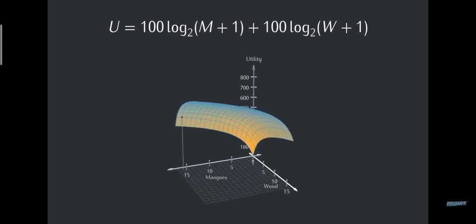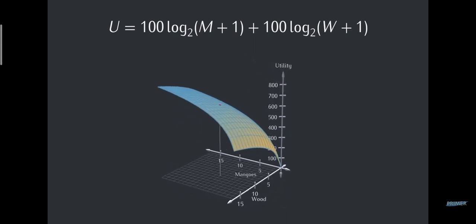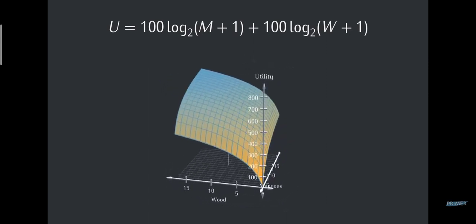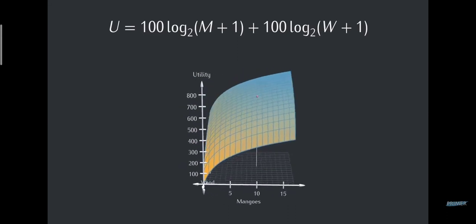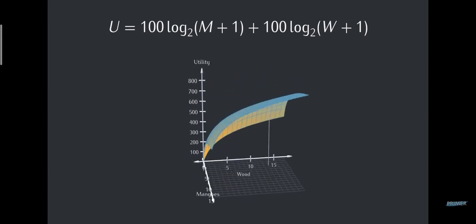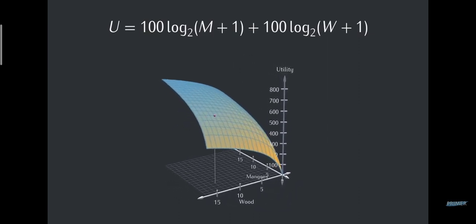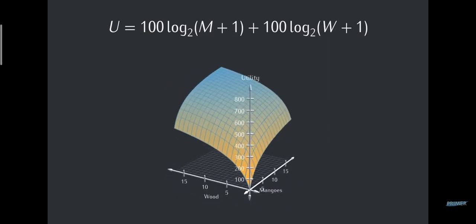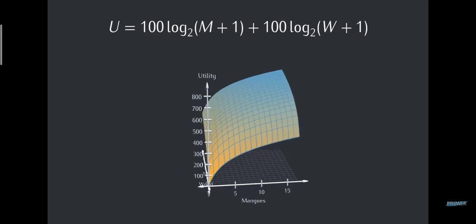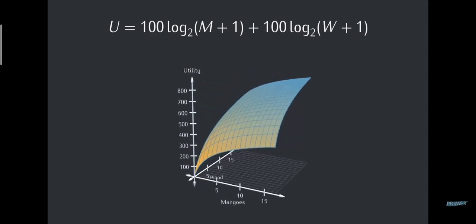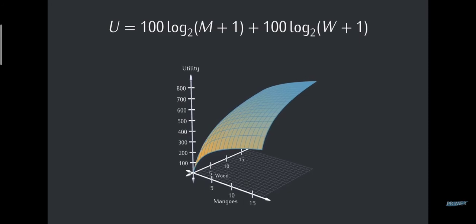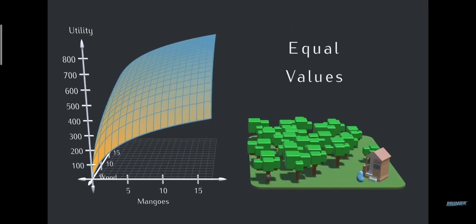Any combination of mangoes and wood leads to some point on this surface, and that point's height reflects how happy the blob is with that situation. And that's how the blob decides what it wants. In a minute, we'll combine it with the production possibilities, but I've thrown kind of a lot at you over the past few minutes, so don't be shy about pausing, rewinding, and re-explaining it to yourself to help it all sink in. Now we have everything we need to unleash this blob and see how it behaves.